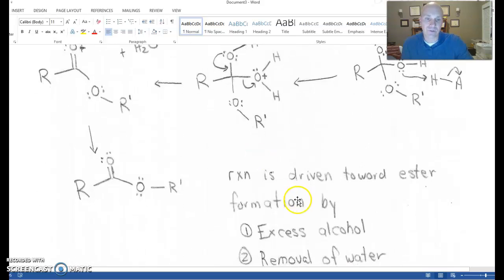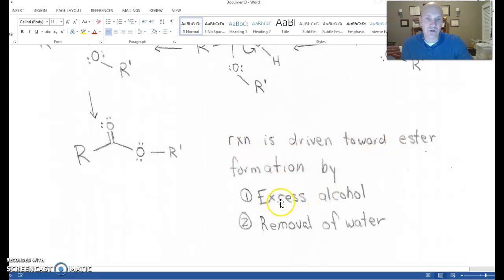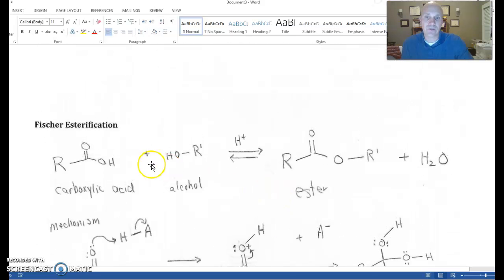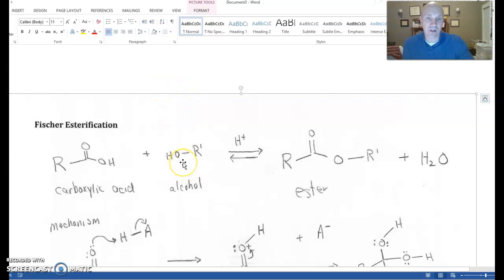So since it's reversible, there's two ways that you can drive it. Either you're going to use a lot of excess alcohol, or I should say, or removal of water. And in a lot of cases, you do both of these. All right. So generally, when you do this reaction, you're going to have a lot of excess of this alcohol. For example, you might just use the alcohol as the solvent that you're doing the reaction in. For example, if you wanted to make an ethyl ester, that would require using ethanol. And ethanol is a very common solvent.